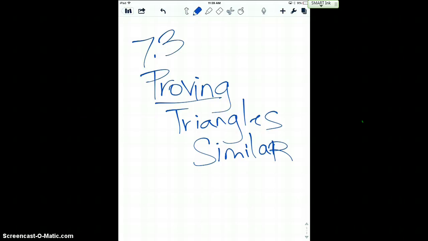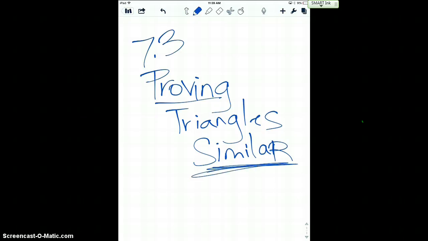Was Ben the only one to say something there? We have side, side, side. What else? Side, angle, side. What else? Come on, people. Talk to each other. Okay? Those are all ways to prove triangles congruent. Now we're going to look at ways to prove them similar.